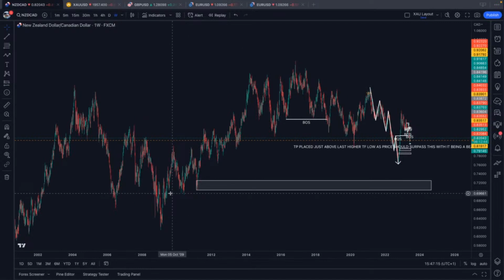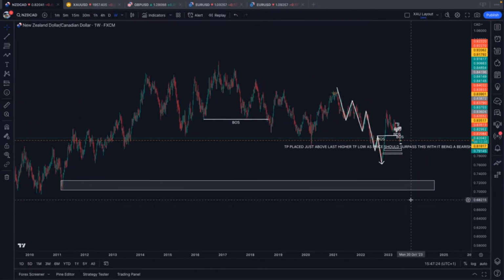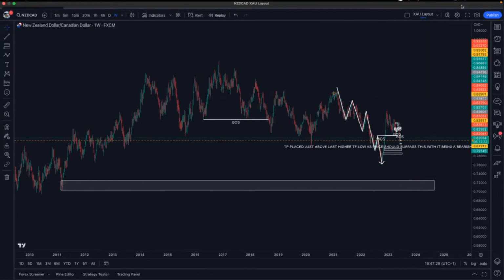What we saw is price put in that bullish wave there. We've had a break of structure to the downside. Price just started trading, goes bearish ever since. So I've got this as a higher time frame target for price to potentially mitigate before trading goes higher again.